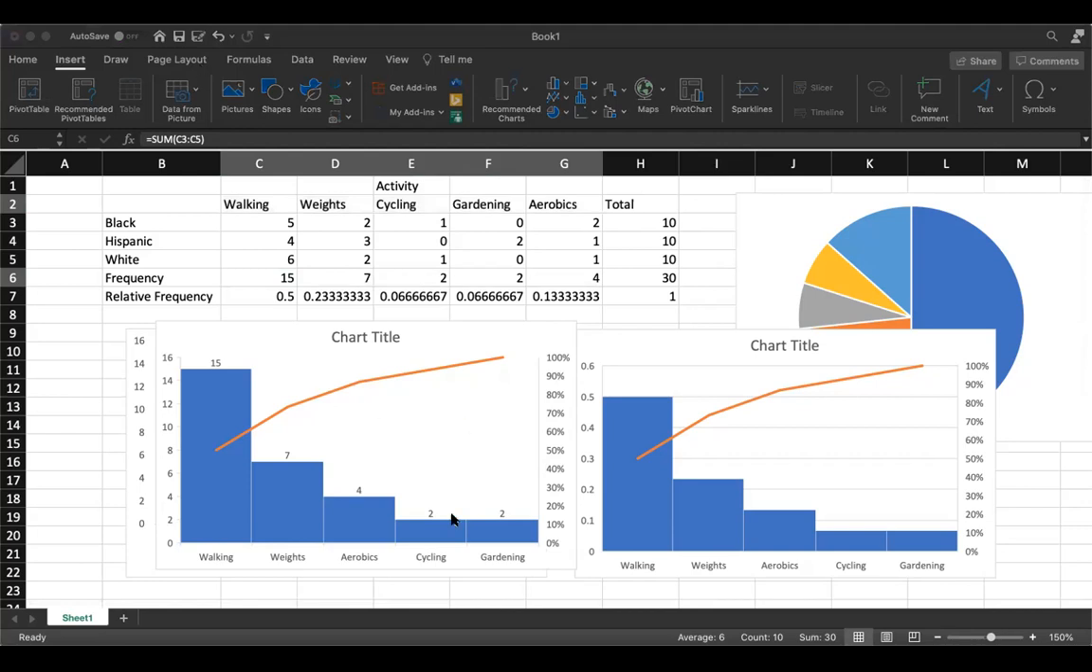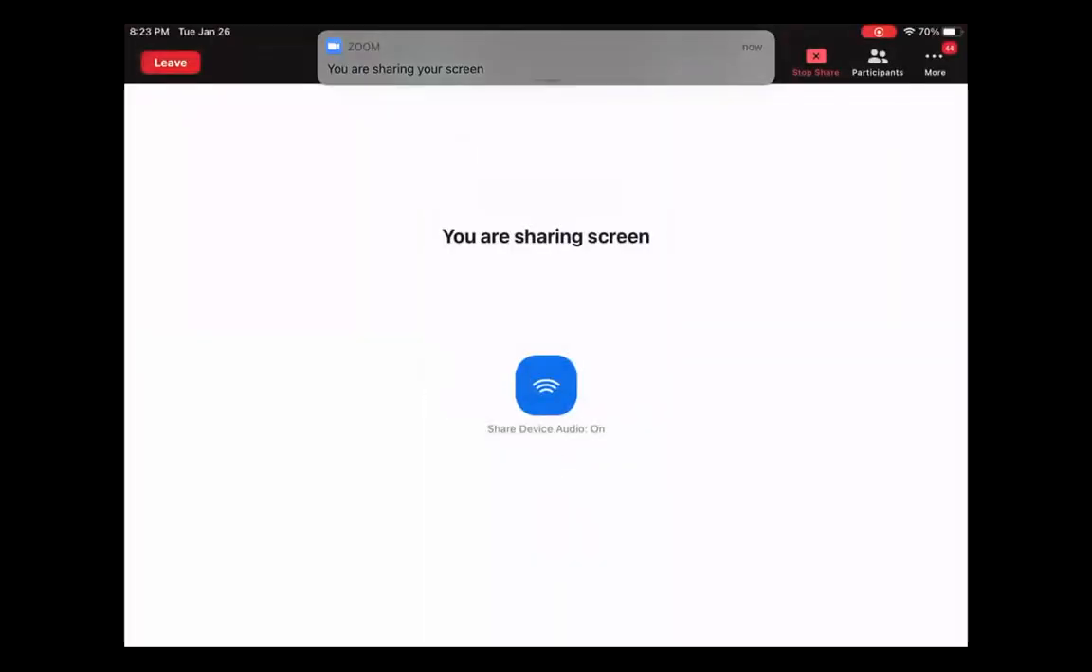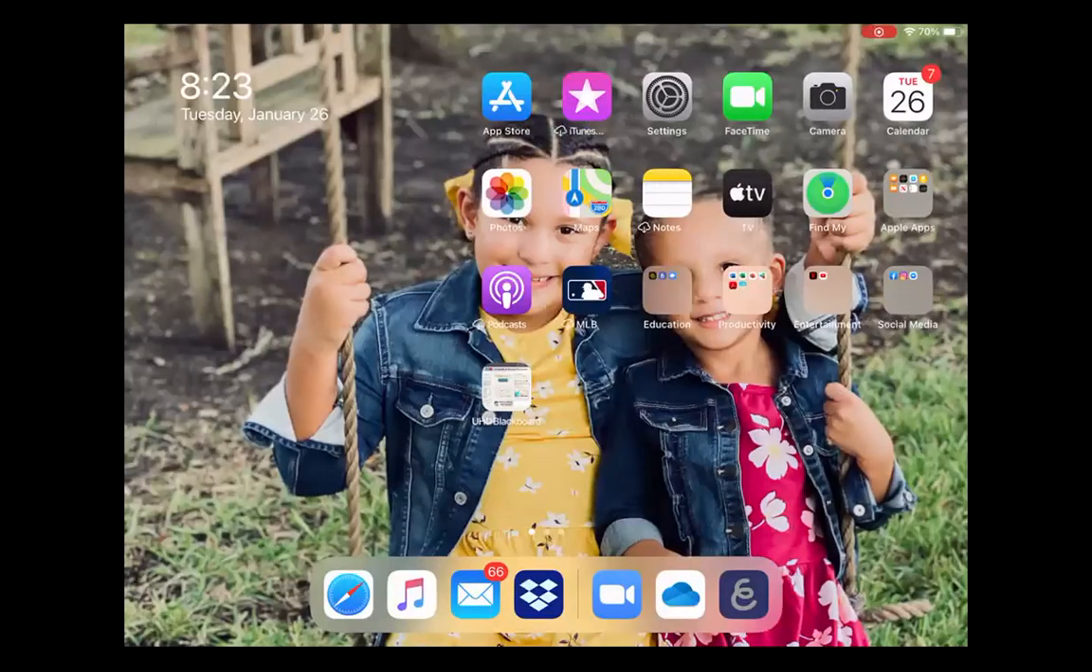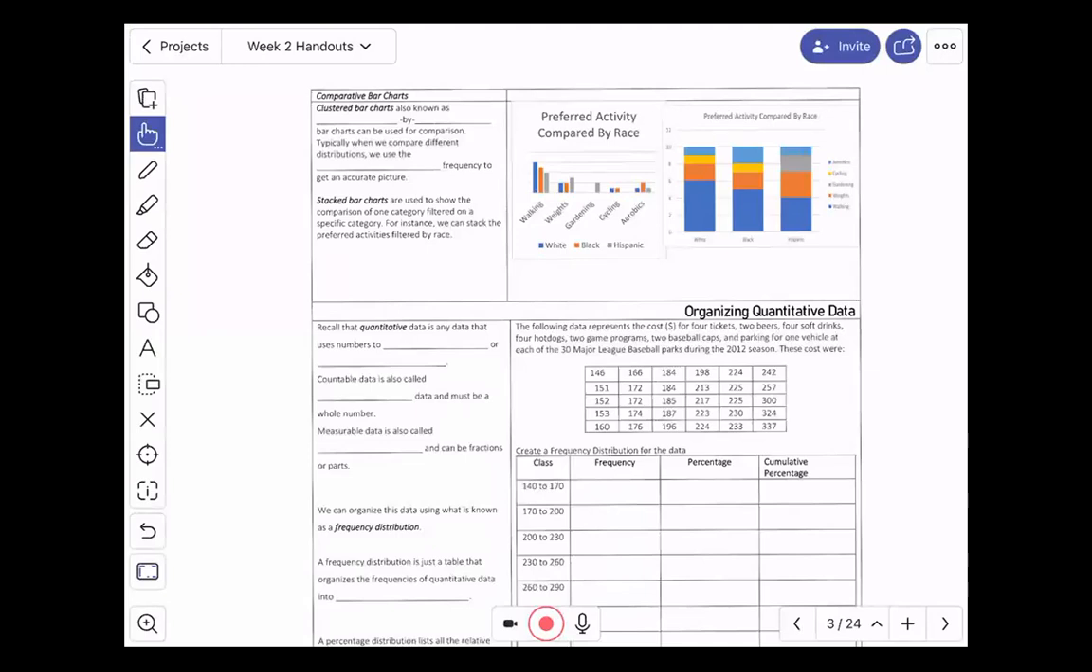So let's go ahead and stop sharing that. And let's go to this over here. Share this screen. So let's share from this screen. There we go. All right.